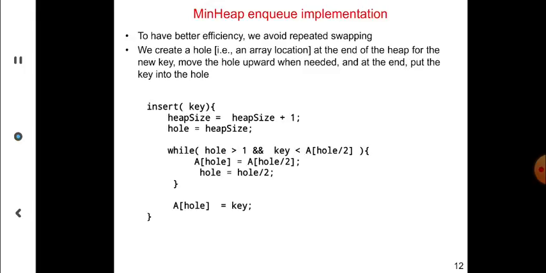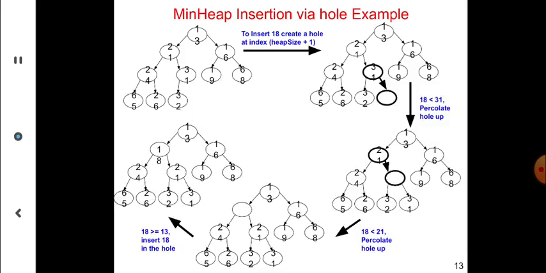So the MinHeap enqueue implementation is this. MinHeap insertion via hole example. You can see here, to insert 18, create a hole at an index, and then you fill up the hole. So 18 is smaller than 31, percolate the hole up. You are moving the hole before inserting, and then finally you see 18 is greater than or equal to 13, so insert 18 in the hole. So the hole location is filled. Every time a hole is created and the hole is filled up.